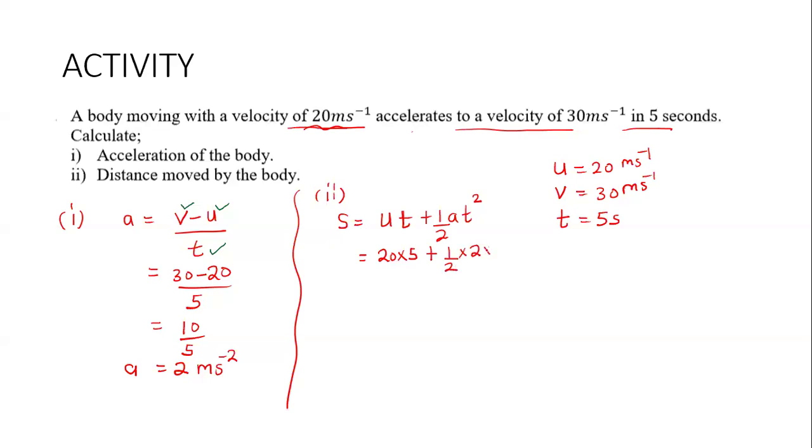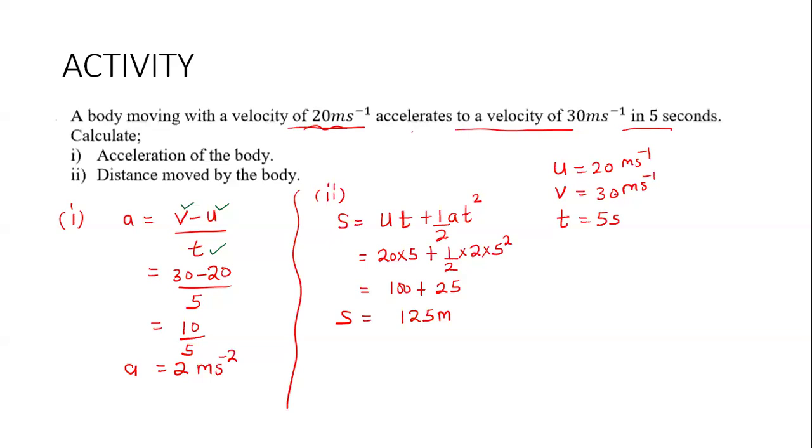Then time is 5. But so the squared, yes, squared. Then that is 100. Then the 2's cancel each other and you remain with 25. Then you get 125. And what are the units? Meters. Thank you. That is better. Can you also take us through the third one?